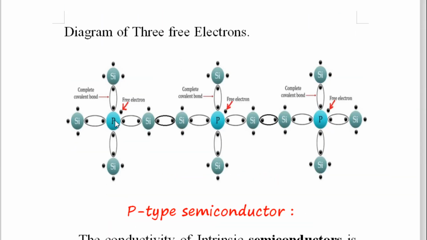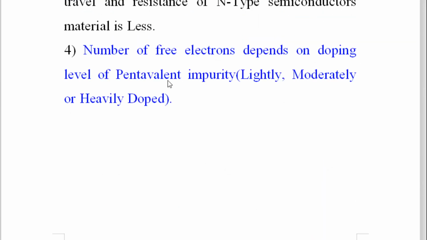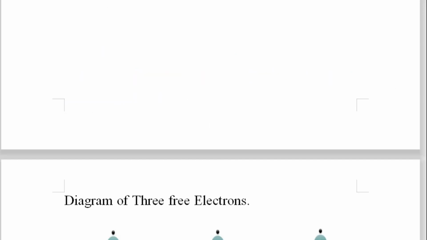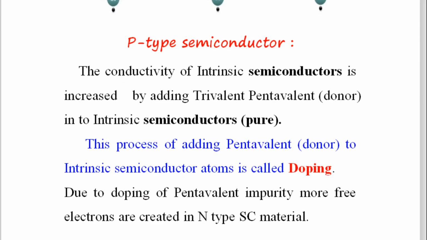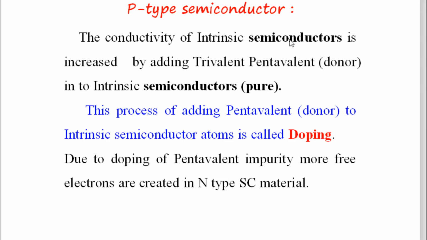Here, one pentavalent atom, one free electron. Second pentavalent atom, second free electron. Third pentavalent atom, third free electron. And in this way, you will understand that here three pentavalent atoms are added, therefore three free electrons are created. And that is what it is said here, that the number of free electrons depends on doping level of pentavalent impurity, lightly, moderately, and heavily. Now let us go to the next, that is called p-type semiconductor material.